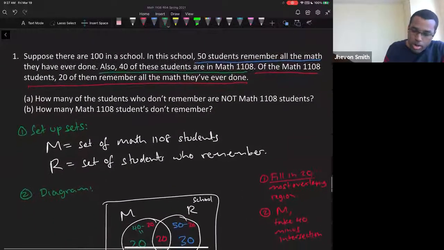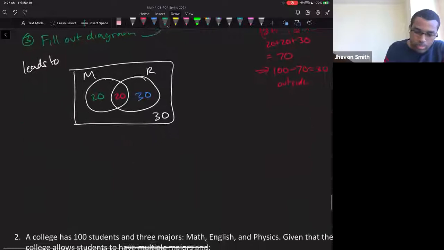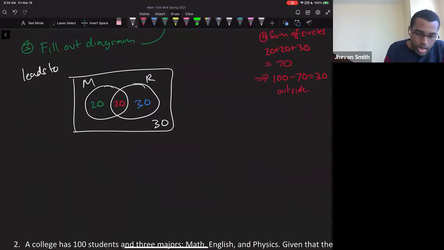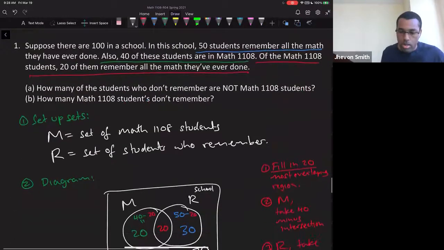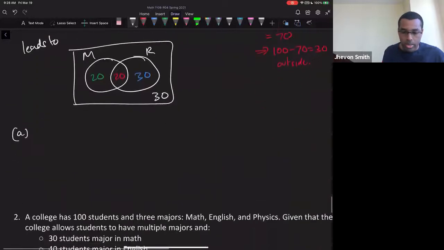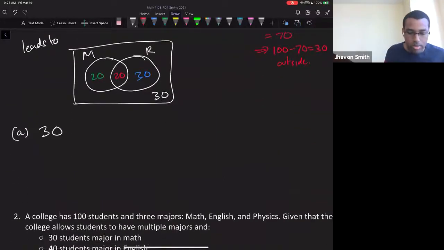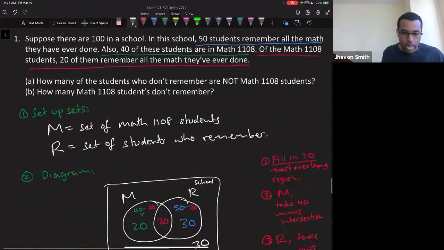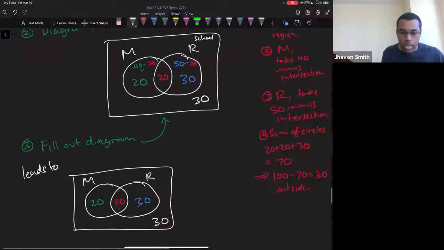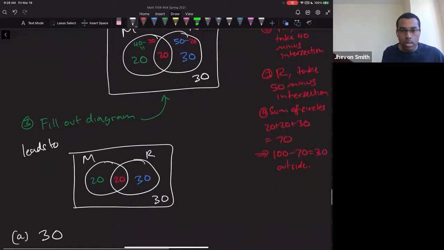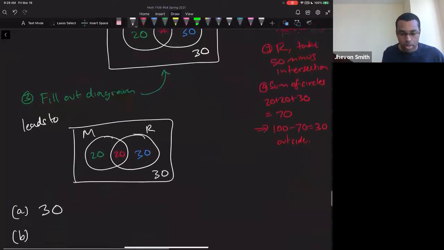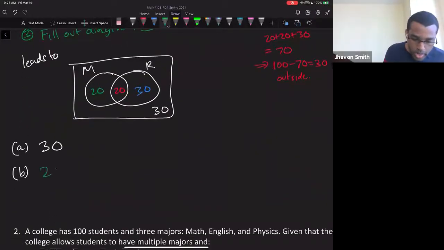How many of the students are not Math 1108 students and don't remember? So A, I want all the people that are outside the R circle and at the same time outside the Math 1108 circle. This is 30, because I can just look at the diagram now. I've done all the arithmetic. How many Math 1108 students don't remember? So I want all the people in the M circle that are not in the remember circle. And that's the 20, the green 20.